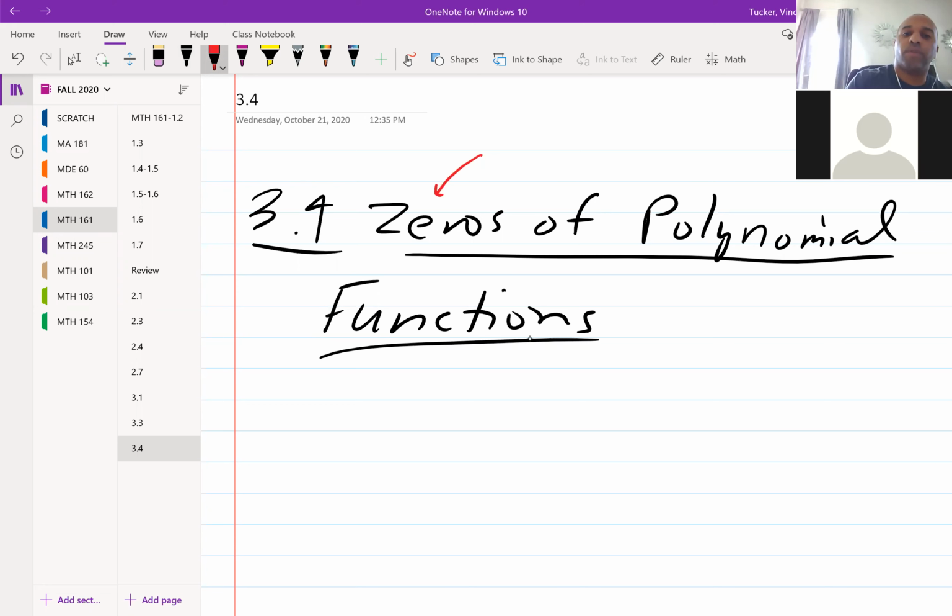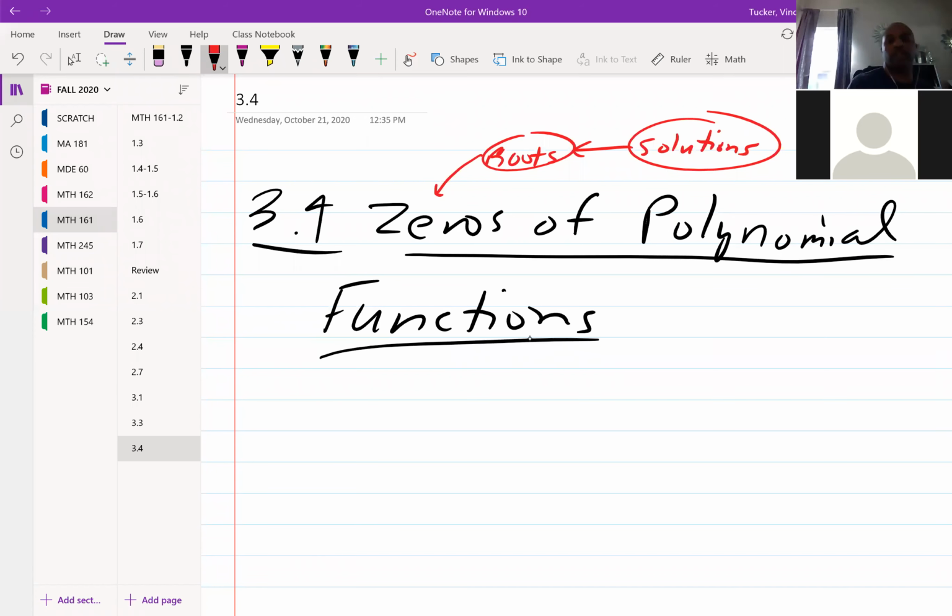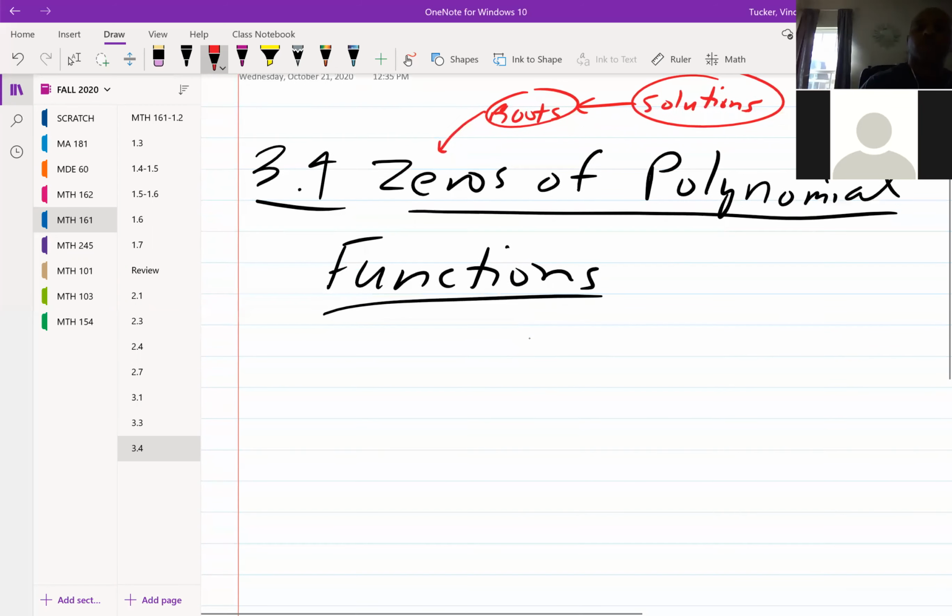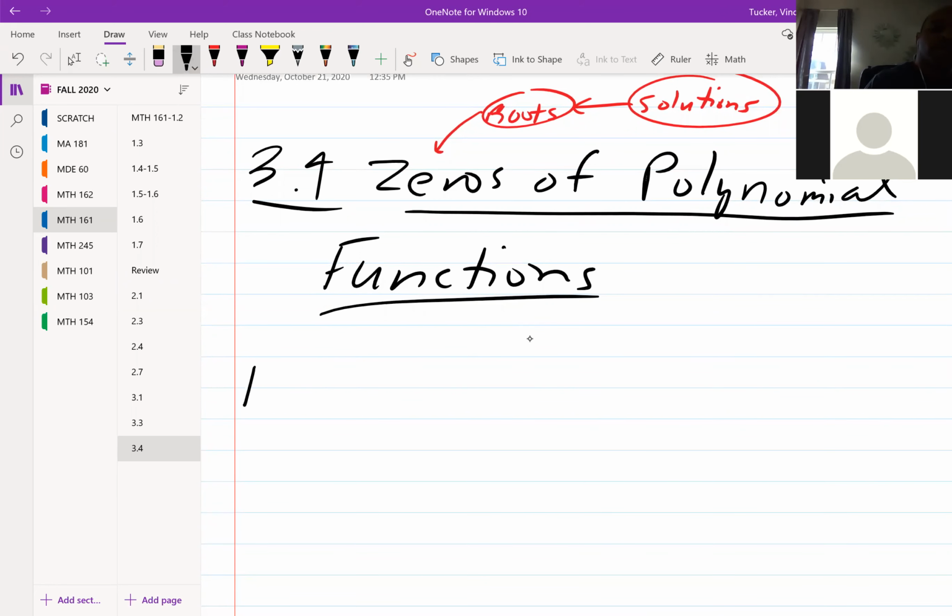Right, don't forget another word for zeros: roots. Also, which is what we're more familiar with, is solutions. So we're looking at solutions of your polynomial functions. Start off with our rational zero theorem.